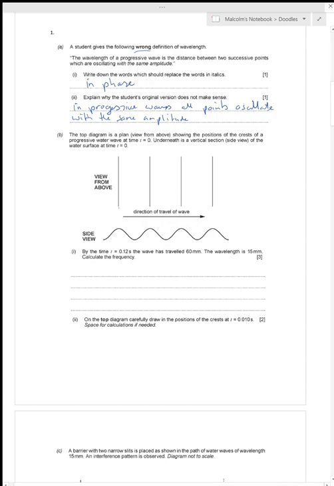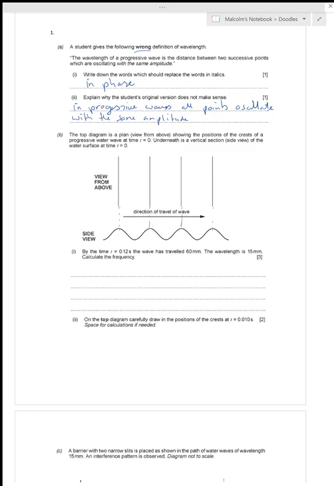Okay, the top diagram is a plan view from above showing the position of crests of a wave at time t equals 0, and then we've got the vertical section of the water also at time t equals 0. So these sort of line up with the crests there. That's fine. And by t equals 0.12 seconds, the wave has traveled this far. The wavelength is this, calculate the frequency.